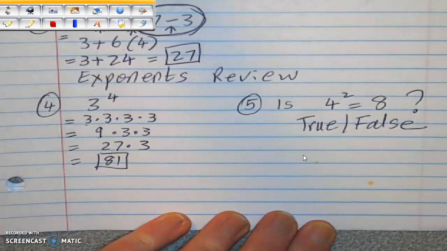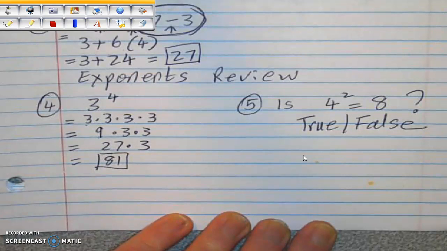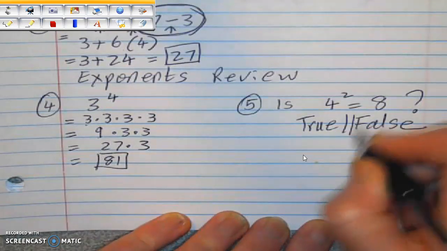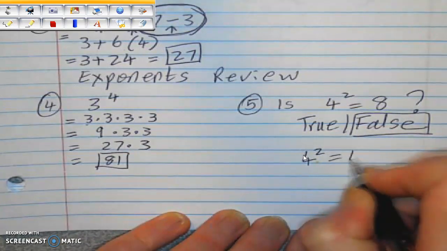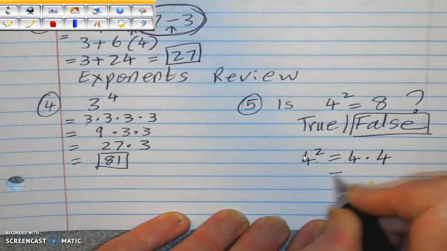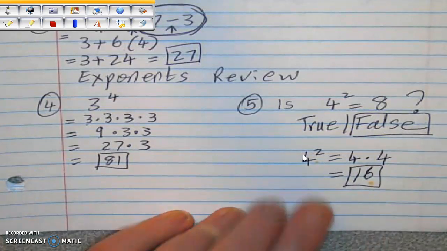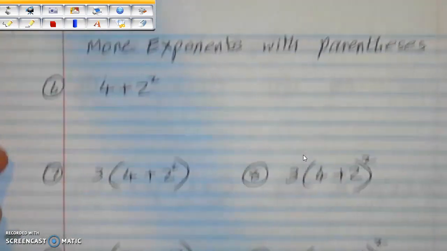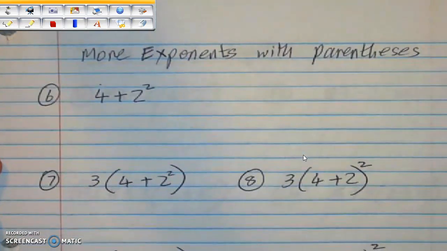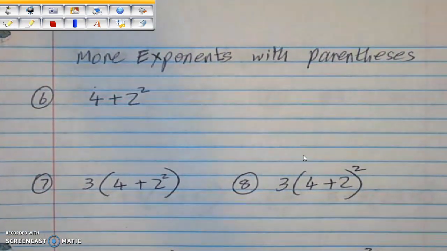Number 5 here is 4 squared equal to 8. True or false? This is false because 4 squared is 4 times 4. It's 2 factors of 4 multiplied together, value of 16. Okay, so that's kind of our review of some of the things you've already done. What we're going to do today is we're going to use exponents with parentheses in preparation for some of the work you're going to do in the quiz today.